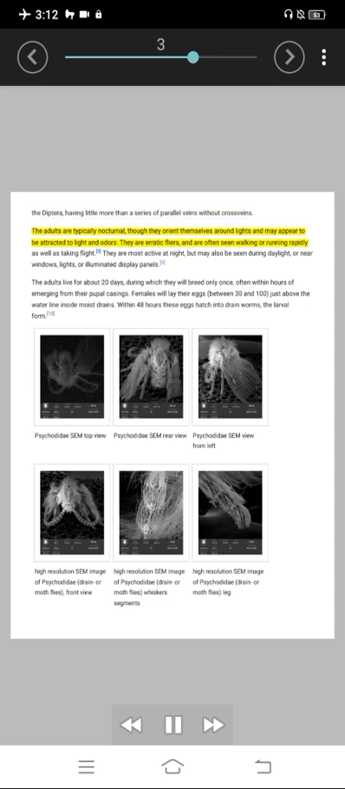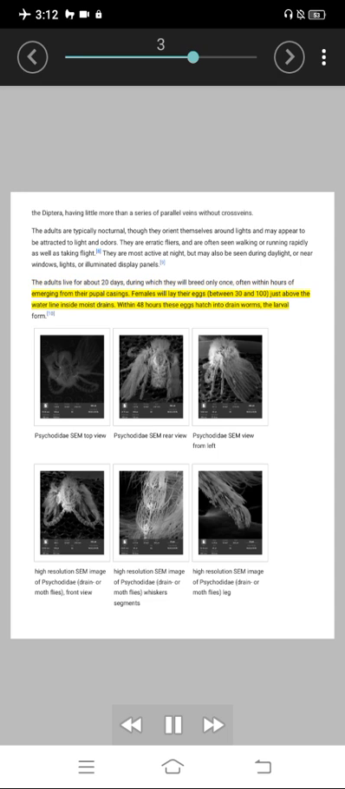The adults are typically nocturnal, though they orient themselves around lights and may appear to be attracted to light and odors. They are erratic flyers, and are often seen walking or running rapidly as well as taking flight. They are most active at night, but may also be seen during daylight, or near windows, lights, or illuminated display panels. The adults live for about 20 days, during which they will breed only once, often within hours of emerging from their pupal casings.